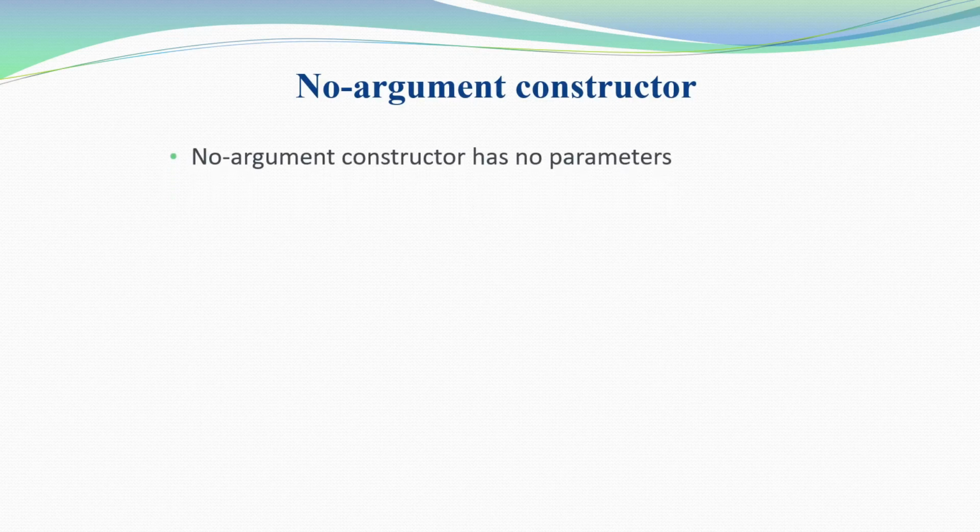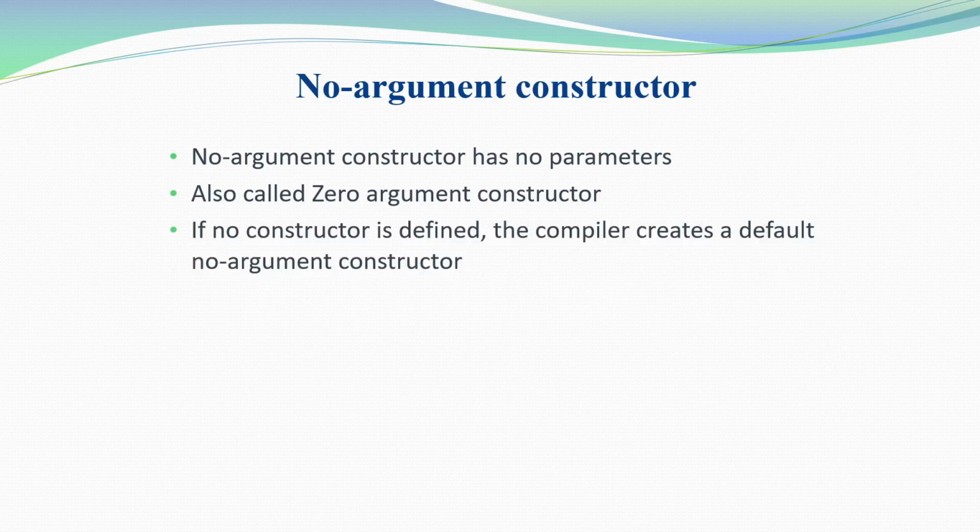Now let's see what a no argument constructor in Java is. A no argument constructor has no parameters. It means it has zero arguments in the constructor. If we pass some parameters, then it is called a parameterized constructor. If we are not providing any parameters, then it is called a no argument constructor or zero argument constructor. If no constructor is defined, the compiler creates a default no argument constructor.